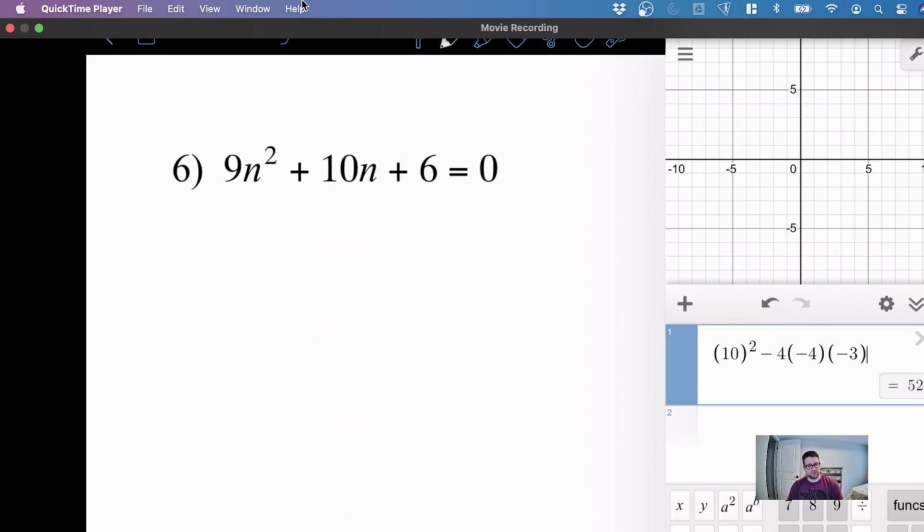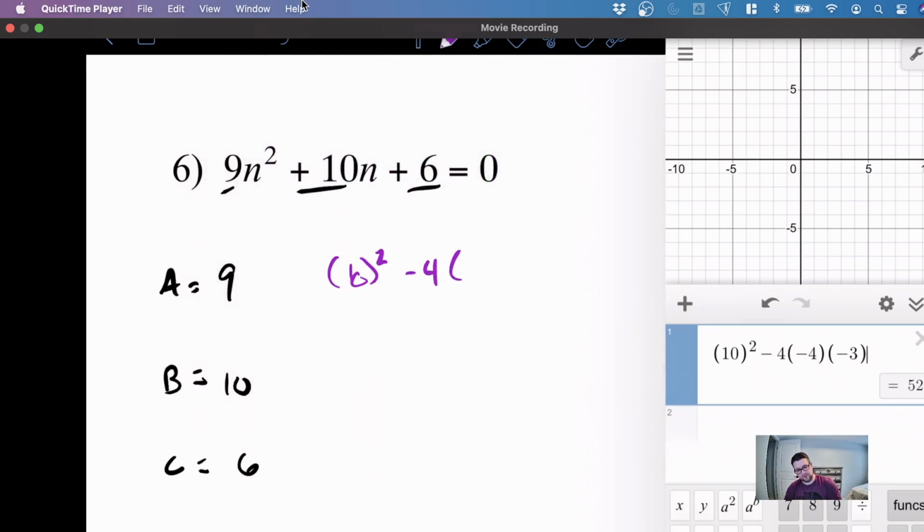So here's our last one. So coming over to this problem, remember, first identify your A, B, and your C. So A is positive 9, B is positive 10, and C is positive 6. Now we go to our formula. So we have B squared minus 4 times A times C. So B is 10, so I'm going to have 10 squared minus 4. A is 9, whoops. And C is 6. Now we just want to type that all in.